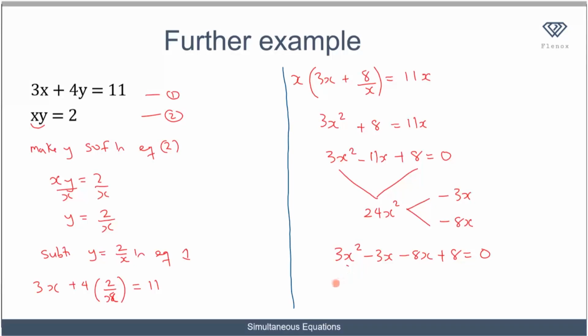So I factorize now. 3x is common to both of them, and I'm left with x minus 1. And the same thing here, minus 8 is common here, and I'm left with x minus 1 similarly. So for the factors, I just pick one x minus 1 and 3x minus 8. So let's move on to the next page.